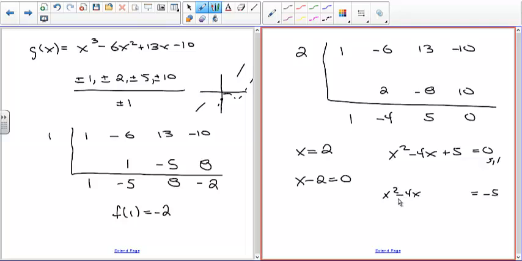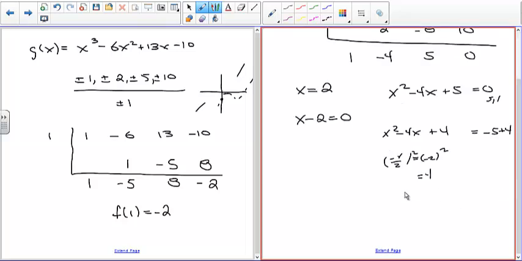So then we take negative 4 divided by 2, square it. So that's negative 2 squared, which is 4. So we add 4 to both sides. So that becomes x minus 2 quantity squared is equal to negative 1.